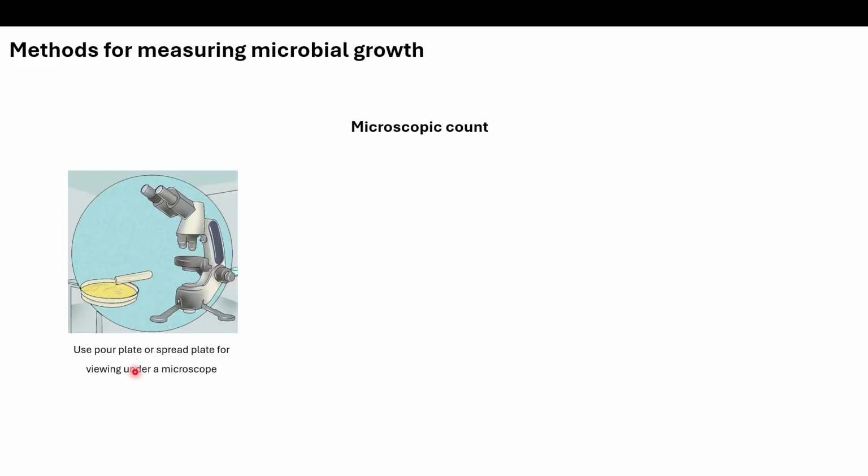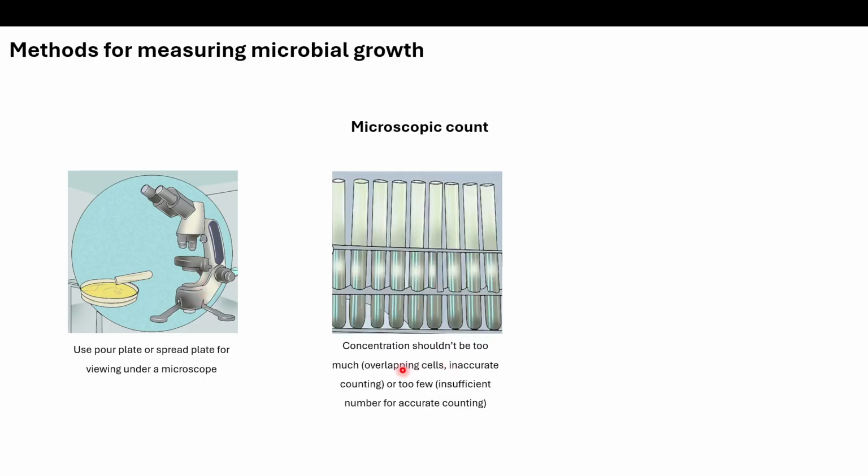One is to use the pour plate or spread plate method for viewing under a microscope. You directly pour, suppose, 1 ml of cells on a petri dish, or 500 microliters of cells on a petri dish, simply put it under the microscope and count the number of cells visible. One thing that should be taken care of is that the concentration shouldn't be too high, because what you will eventually have is a too dense lawn of cells, with overlapping cells.